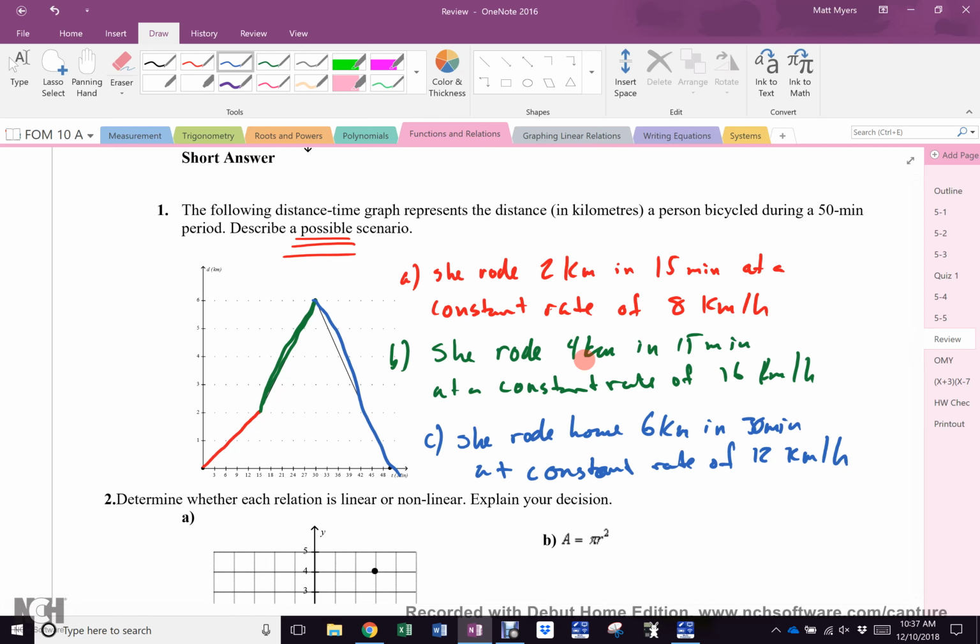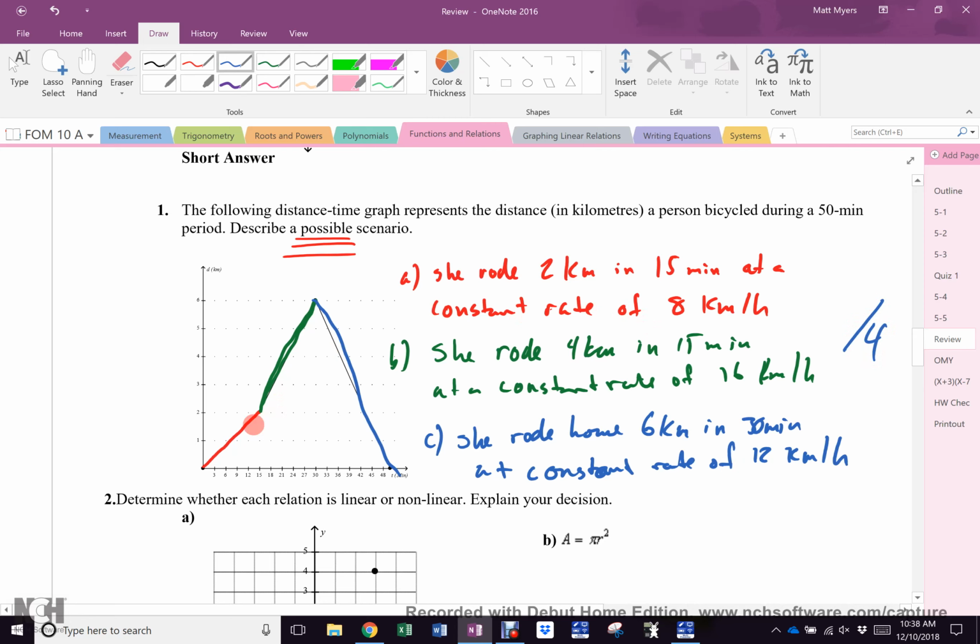1 out of 4, she rode away, then she rode home. Everybody with me? 2 out of 4, she rode for a while, she sped up, she rode home. 3 out of 4, she rode for 15 minutes with all this but minus the actual rates would be a 3 out of 4. Is everybody cool? You give yourself what you feel you should get. Use decimals if you need to. If you're like, oh, I did a little bit more, I'm going to give myself 3.5. Everybody cool? Here would be a good example of 3.5.